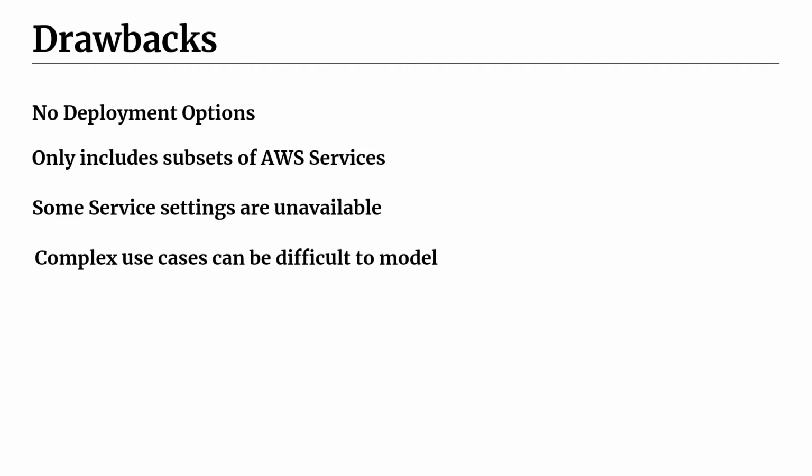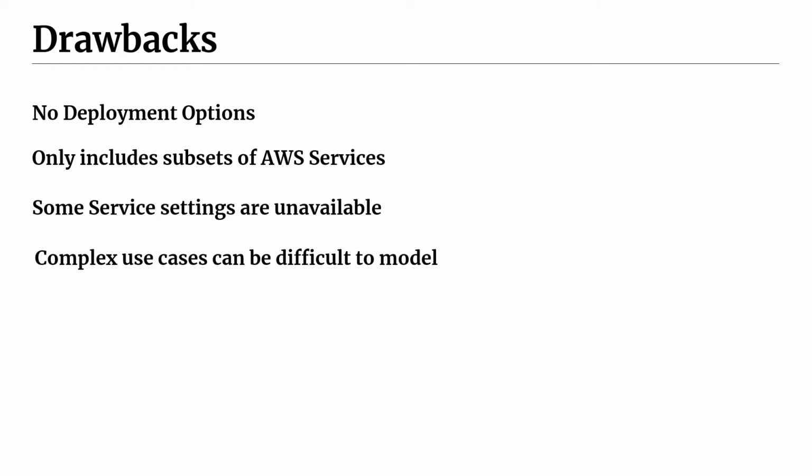And the fourth one that I have is that complex use cases can be difficult to model. Now, this does depend on certain AWS services. I was tinkering around with AWS Step Functions, trying to build a visual step function within Application Composer. It got really complicated and I wasn't really happy with how it was working. So for more complex use cases, you're probably best off just sticking to CloudFormation or doing it manually in the console.